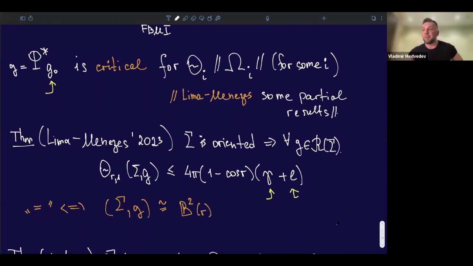And in the remaining time, I will quickly explain what you can also do with these functionals. Lima and Menezes proved that if sigma is oriented, then theta R1 is bounded from above by this quantity, where gamma is the genus and L is the number of boundary components of sigma.